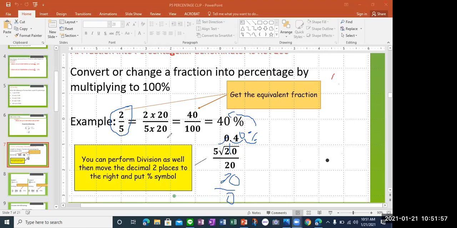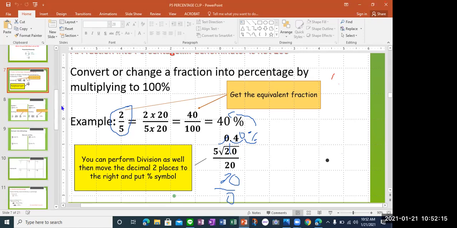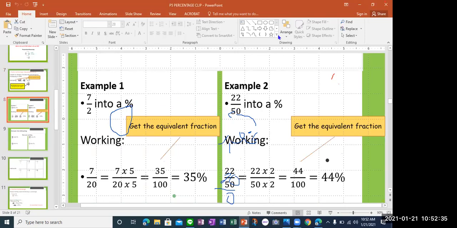Yeah, so this is easy. That is how you convert or change a fraction into percentage by multiplying by 100. Any question? Raise your hand if you have any question. There are 2 ways of doing that. You can multiply it by 100, or you can also divide and move the decimal places. So that's the example of how you do it.